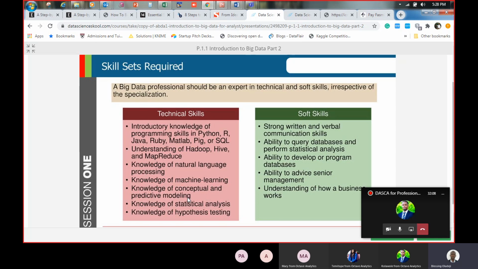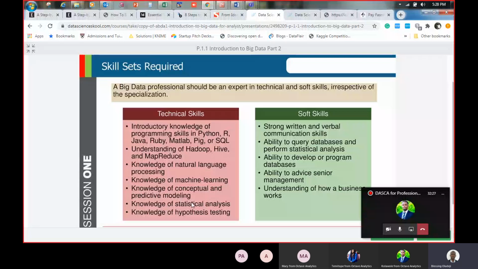Then you also have predictive modeling. Of course, machine learning is a component of predictive modeling. Then you also have conceptual modeling. So some of the guys in some of the projects that we do in FCMB, for instance, some of you already write predictive models. You also write conceptual models. Like RGS is a conceptual model.